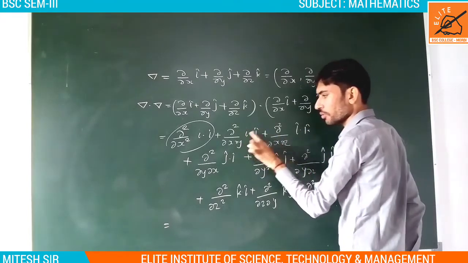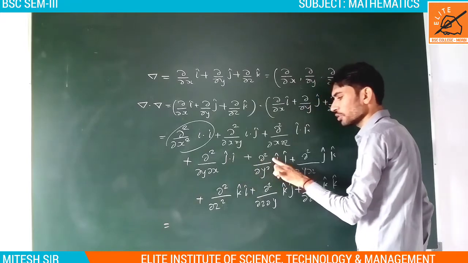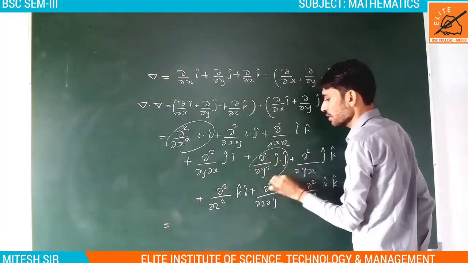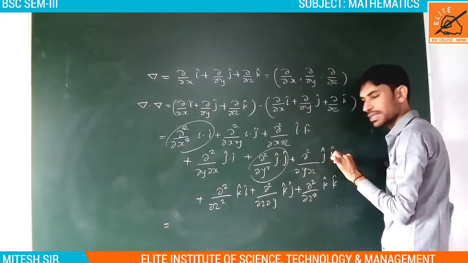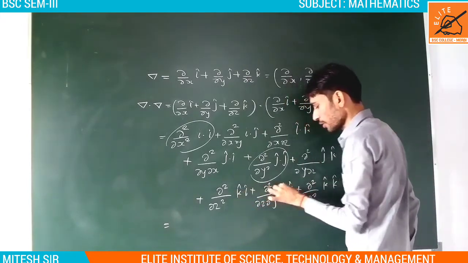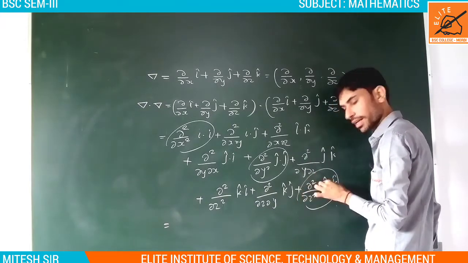So this term is 0 plus this term is 0. Now j dot j is again 0, j dot j again 1. So the remaining next term is del square upon del y square. This term j dot k is again 0, k dot i 0, k dot j 0, and the last term is del square upon del z square, k dot k is 1.